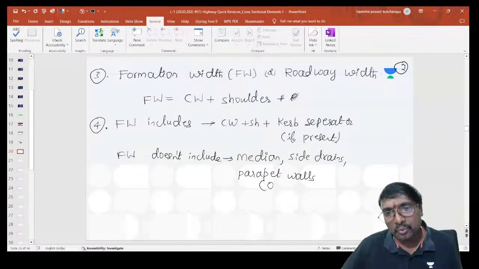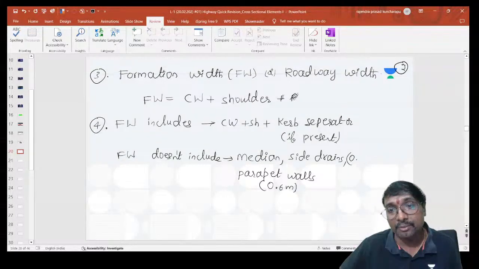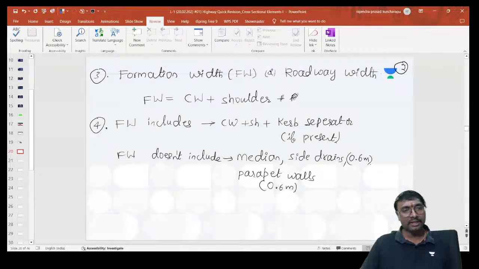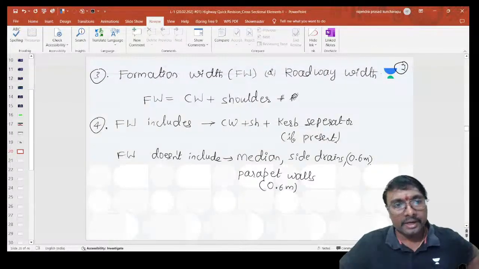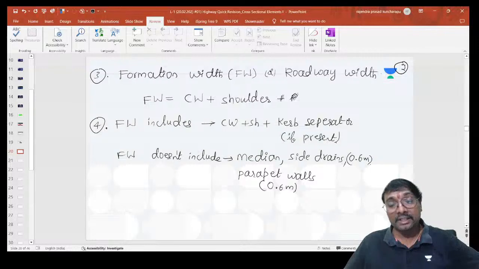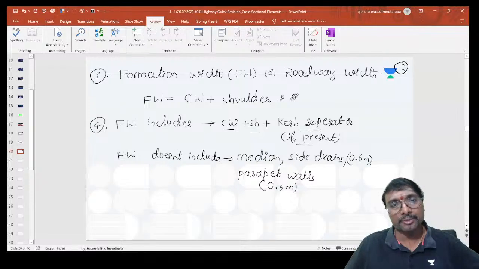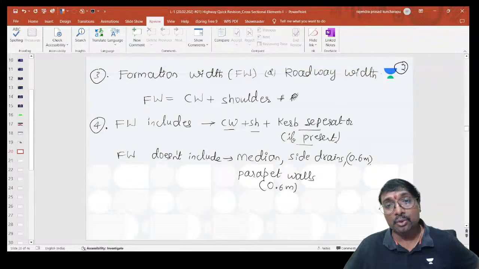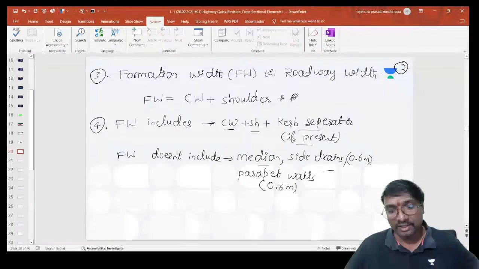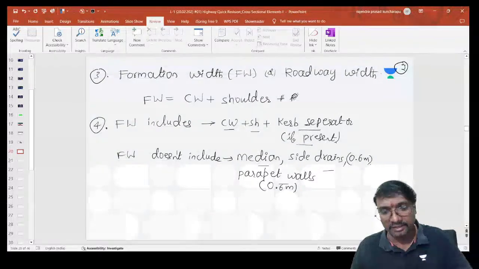So generally, the width of the parapet walls will be 0.6 meters. The value of the side drain is also generally 0.6 meters. So formation width will include these elements: carriageway plus shoulder plus curb separator, if a curb separator is present. And it does not include the median, side drains, or the parapet walls. Is it clear?